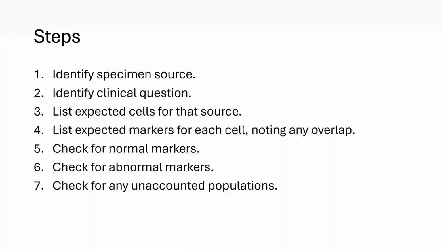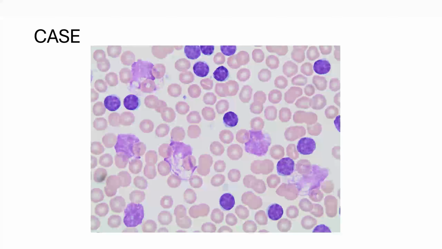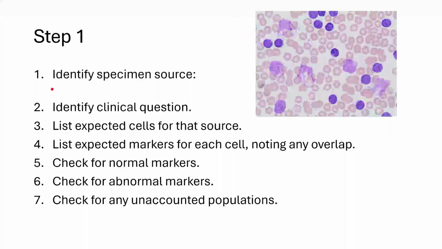This can be expanded into a 7-step process where you first identify the specimen source, then identify the clinical question, list the expected cells for that source, list the expected markers for each cell and noting any overlap, check for normal markers, check for abnormal markers, then check for any unaccounted populations. Using this step-by-step approach, you can analyze flow from any source. Let's apply these steps to the case that we looked at earlier. Step 1, identify the specimen source. This is peripheral blood.